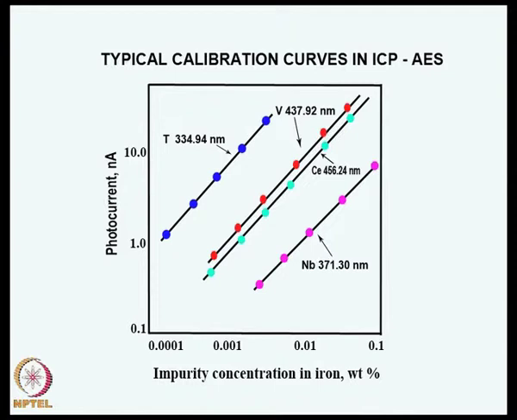nano amperes is the scale on the vertical side, and on the horizontal side it is 4 orders of magnitude. These are the typical calibration curves in ICP AES. So, you can see that both are on the log scale. You can see the bunching occurring here, bunching occurring here, bunching happens here. So, it is not uncommon for you to come across log plots in ICP AES measurements.